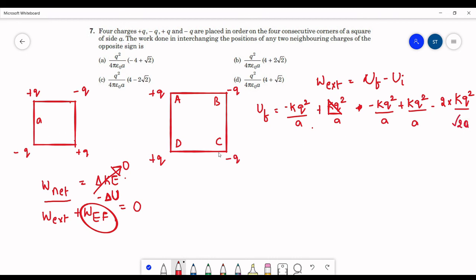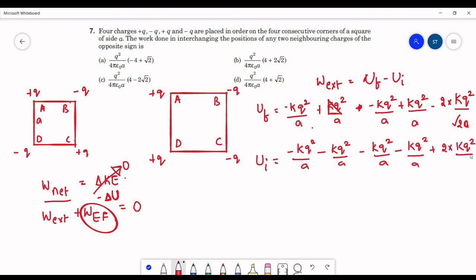Similarly, now take the initial case. Initial case also we will be having 4 pairs. Let us name this A, B, C, D. AB, BC, CD and DA. For AB it will be minus kq square upon a. BC minus kq square upon a. CD minus kq square upon a. DA minus kq square upon a. Next, two opposite pairs. Here it will be plus into plus, minus into minus, means plus 2 into kq square upon root 2a.